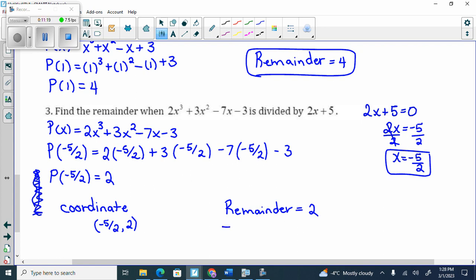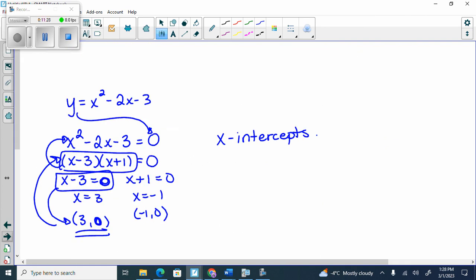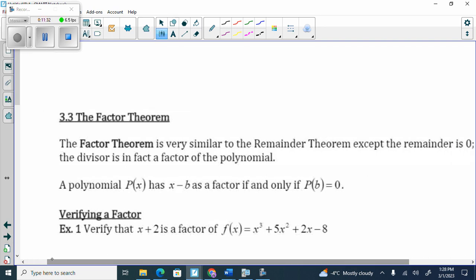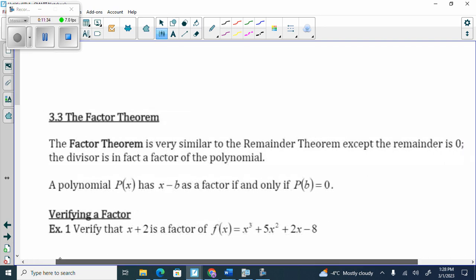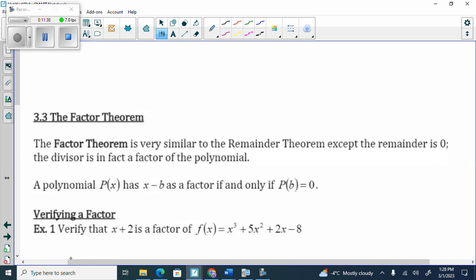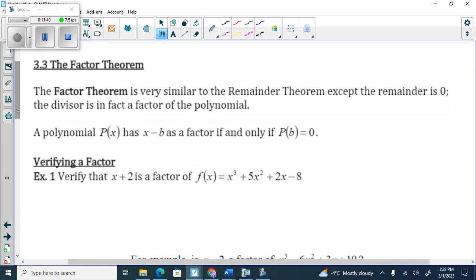Why do we even learn remainder theorem? We learn remainder theorem because of factor theorem. It's on the next page. The factor theorem is very similar to the remainder theorem, except the remainder is 0. The divisor, in fact, is a factor. So what does that mean? If I get it equal to 0, my y is equal to 0. We agree? When my y is equal to 0, I found an x-intercept, yes? If I work it backwards, I have a factor.